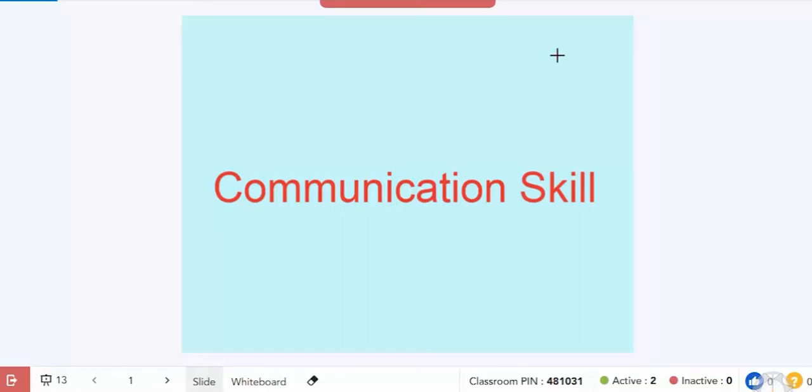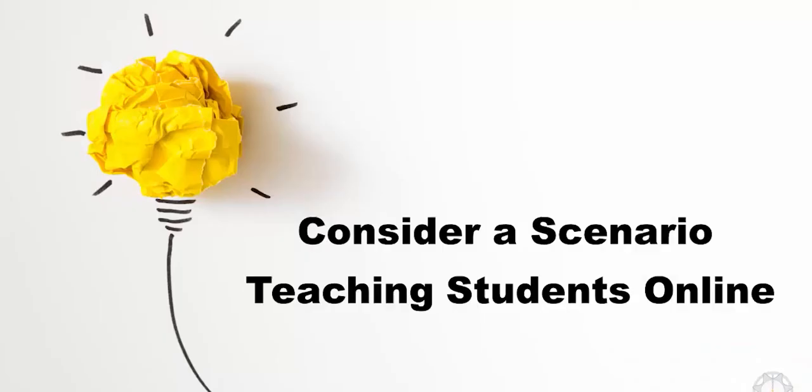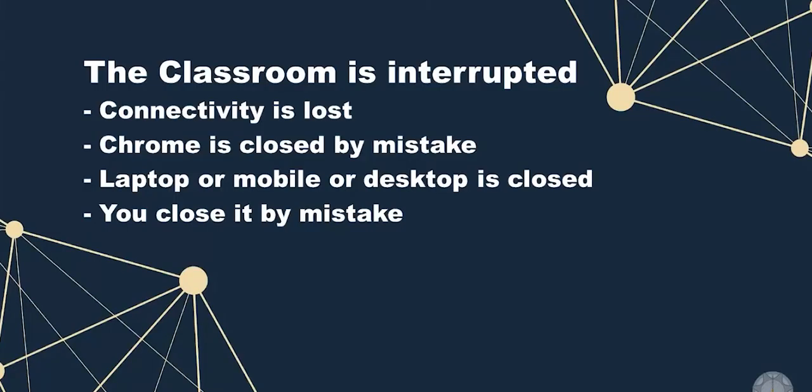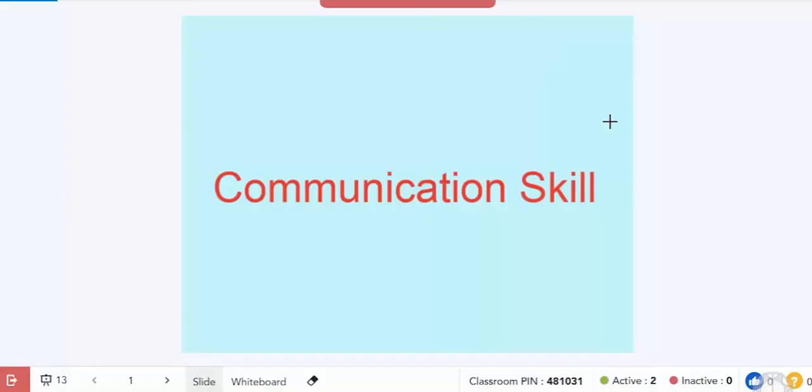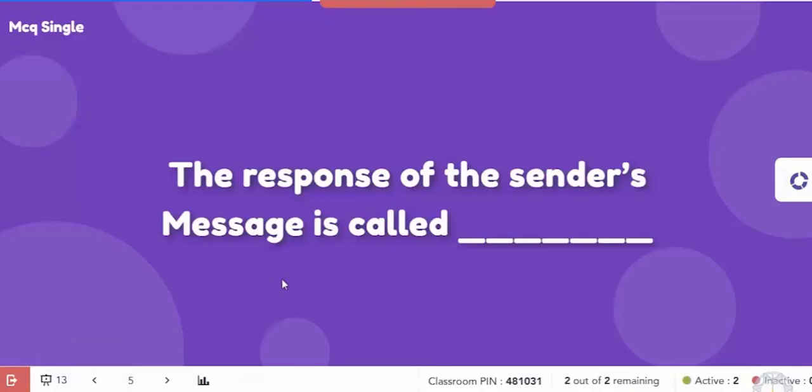Now consider that you are remotely teaching your students and at your end suddenly there is some disruption. You lose your internet connectivity, or you mistakenly close the Chrome tab, or something has interrupted you and you close the tab. How to regain your classroom? Let's understand that. So I'm abruptly closing my Chrome tab. Now consider that you are at a question and you abruptly leave the classroom.